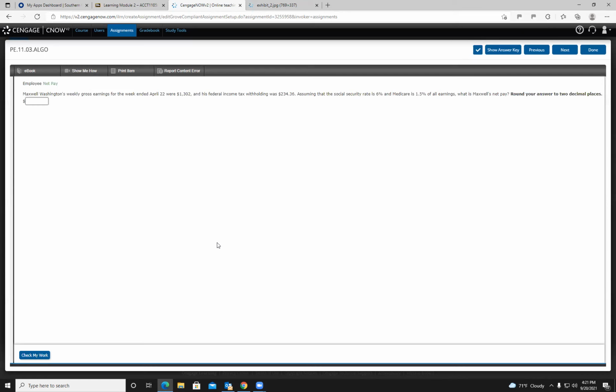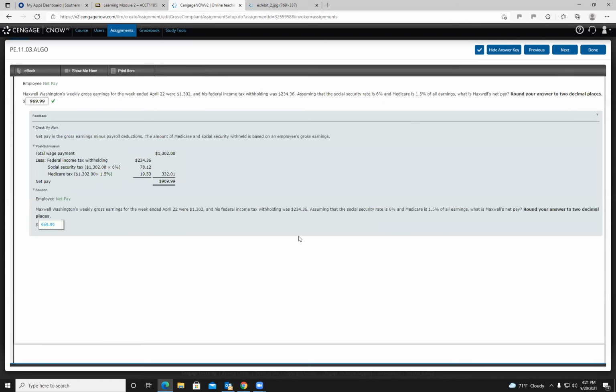So immediately what you're going to do is some multiplication. So let's go ahead and click on that answer key. So we know his gross pay is 1302. All right. And that his federal income tax withholding is 234.36. They gave us that. So how we come up with the Social Security and Medicare is simple. You multiply his gross earnings by 6% for Social Security, and then you multiply his gross earnings by 1.5% for his Medicare tax. Add up all of these deductions, and that should equal 332.01.